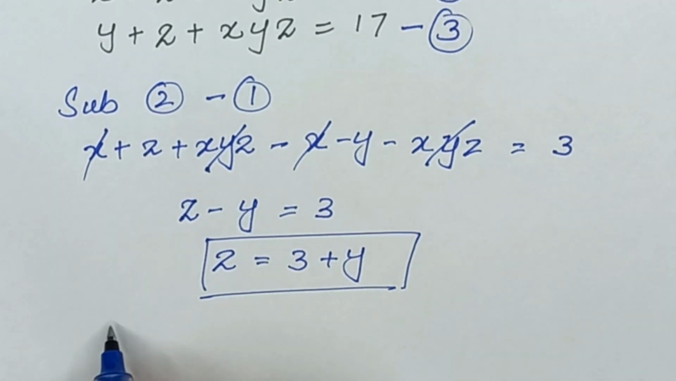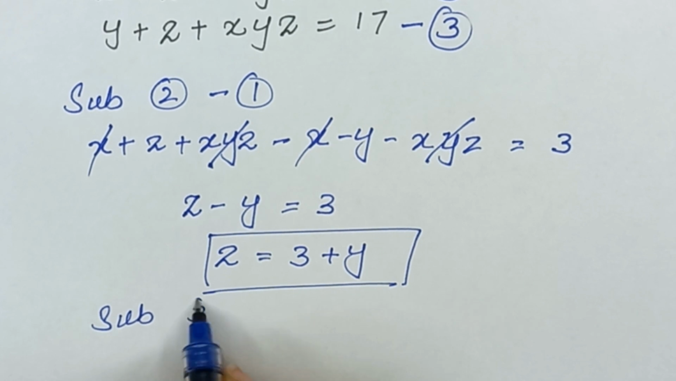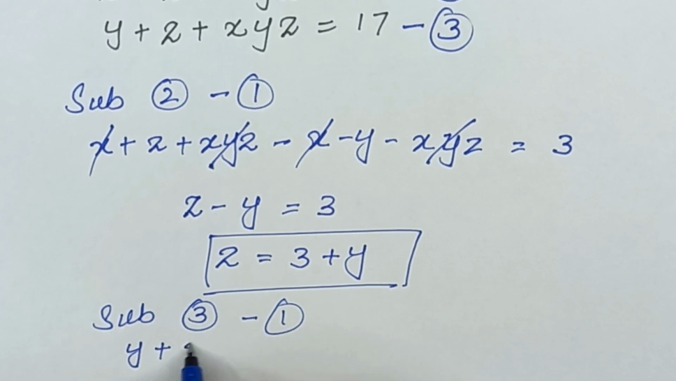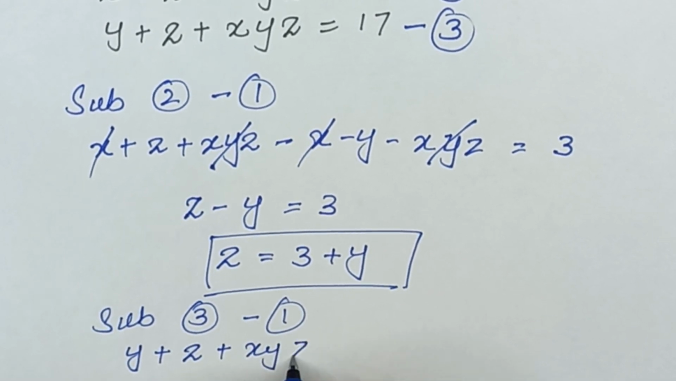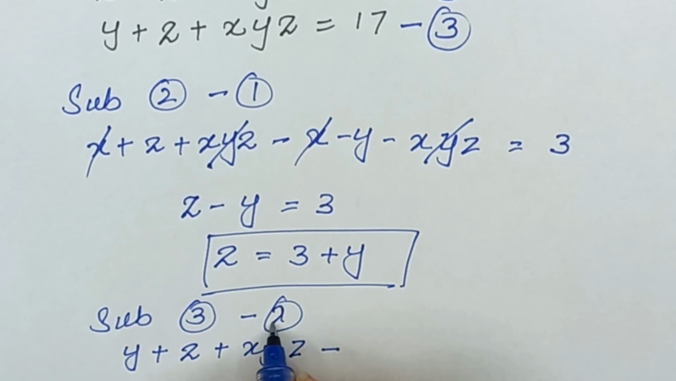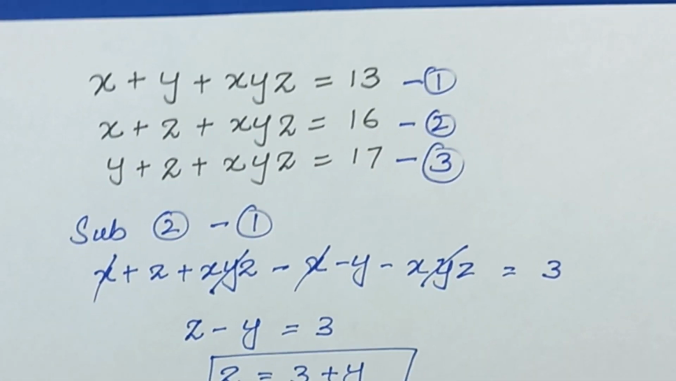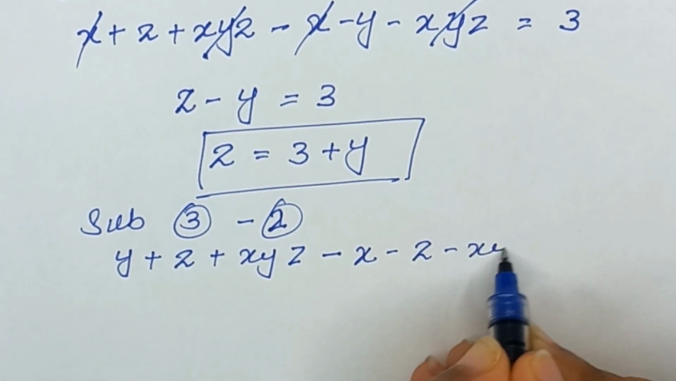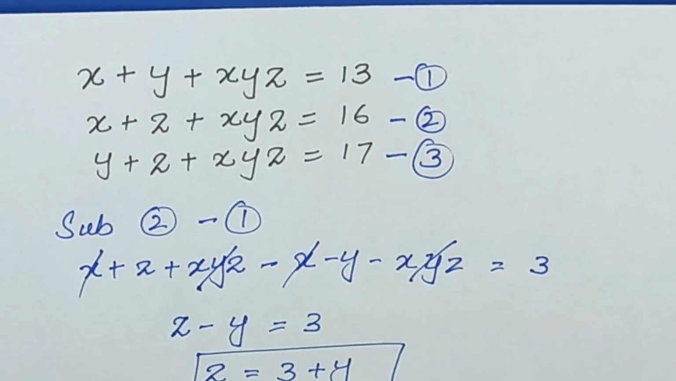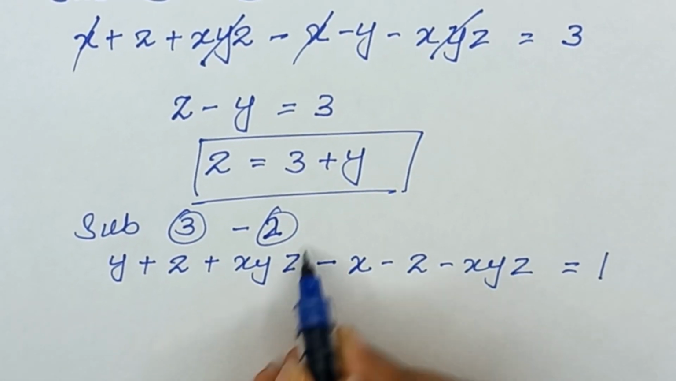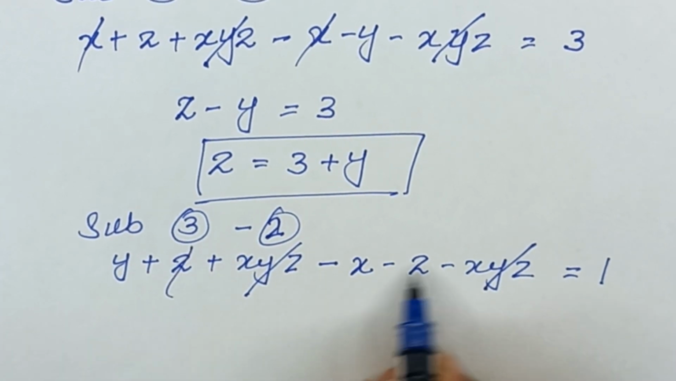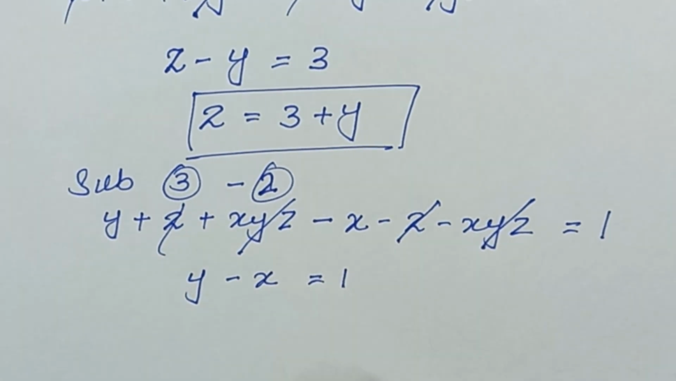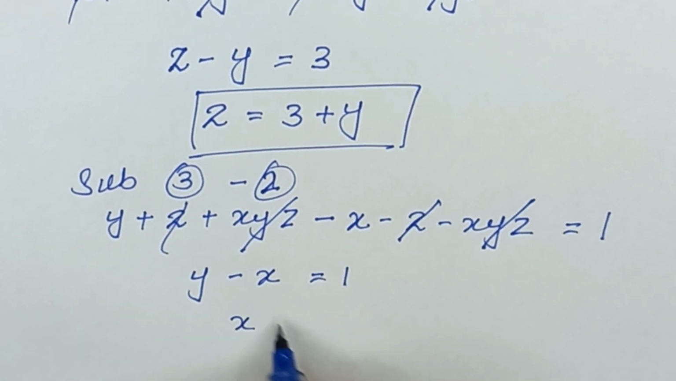Okay, now I will subtract equation number 3 and equation number 1. Equation number 3 is y plus z plus xyz, and the second equation is x plus z plus xyz, and 17 minus 16 will be equal to 1. So from here these values will be cancelled out and we have y minus x is equal to 1. Now I will take the value of x in terms of y also. So x will be equal to y minus 1.